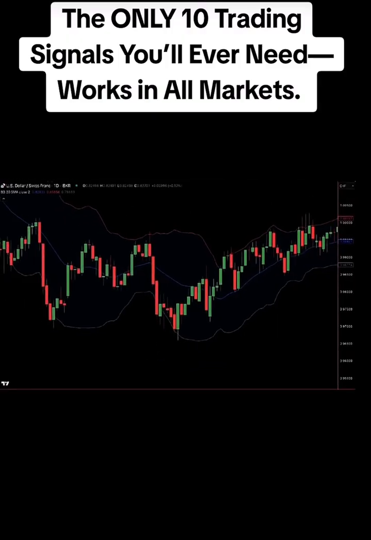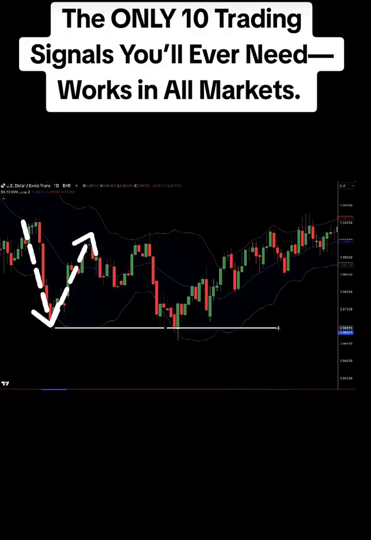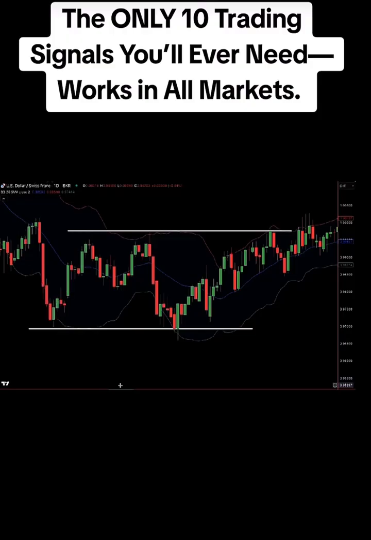Now let's flip the setup and look at a bullish reversal. The market is still ranging, and this time price touches the lower band and bounces up. We draw our support level at that bounce area and a resistance level at the recent highs near the upper band. Look what happens when price returns to the lower band again.